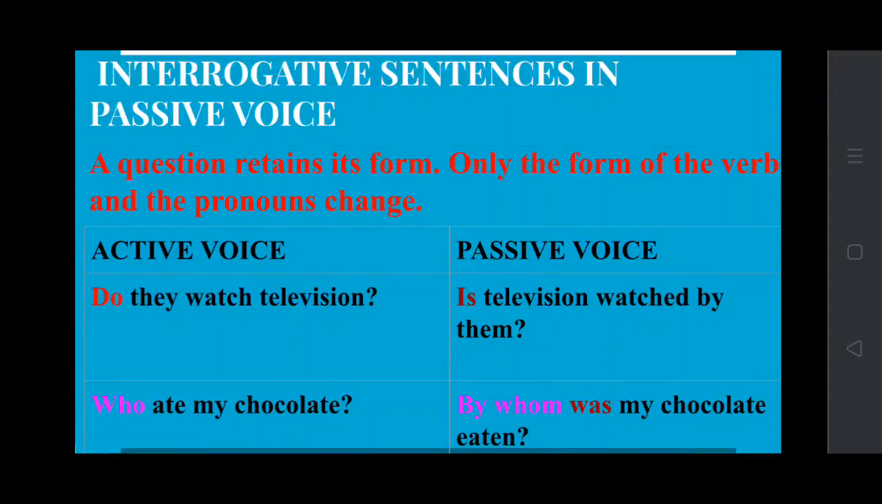Remember, so let's see how interrogative sentences change in passive voice. A question retains its form, only the form of the verb and the pronouns change. For example, do they watch television? It will be changed as is television watched by them? So here do will change to is. Why is? Because the television was a singular object. So we will use is television. Depending upon the object, if it is singular, we will use is. If it is plural, we use are.